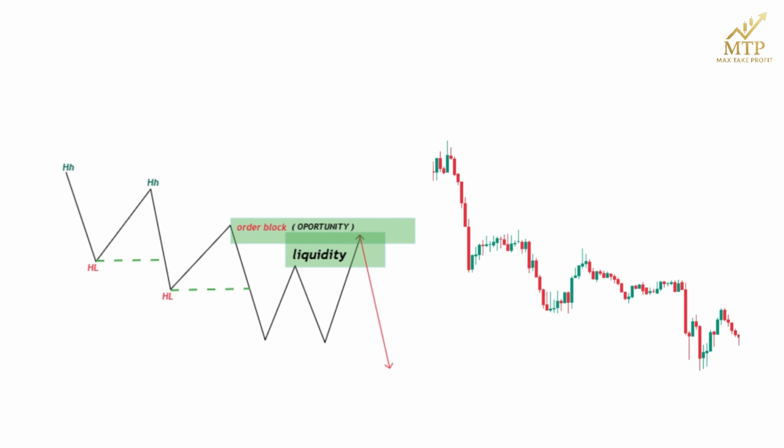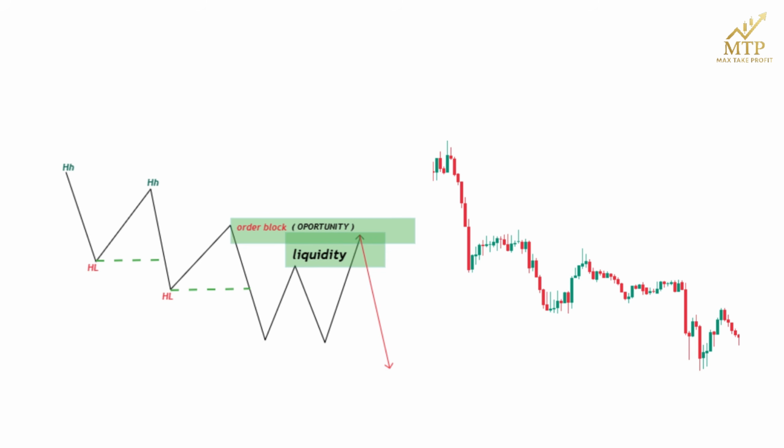What we're interested in are those directional phases when the market is clearly trending, either up or down. That's where the real opportunities are. That's where we can combine market structure with liquidity to find sniper entries with a high risk-to-reward ratio.